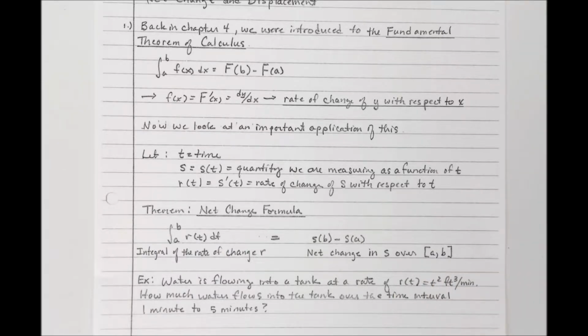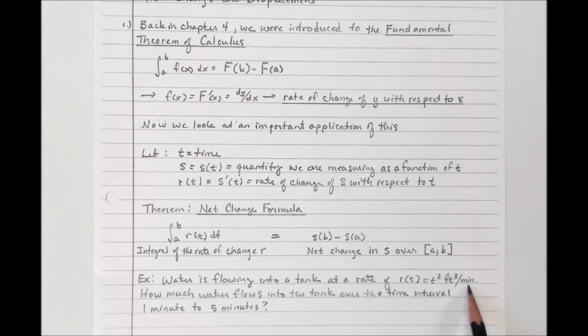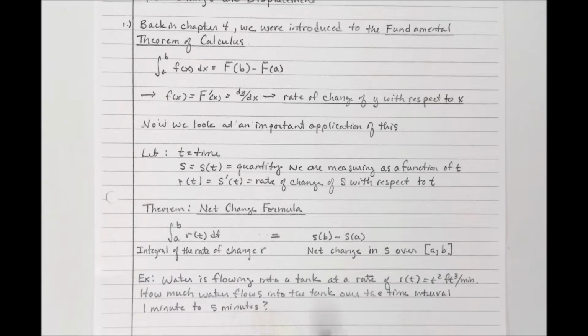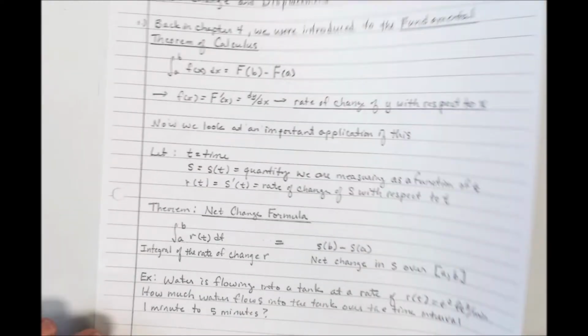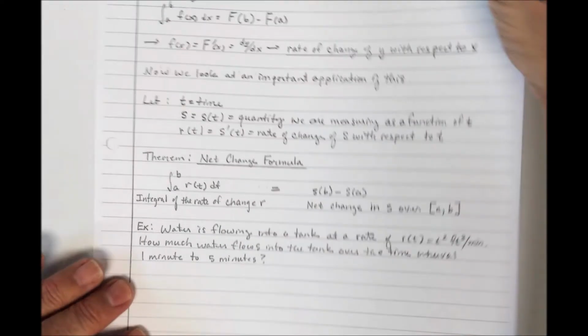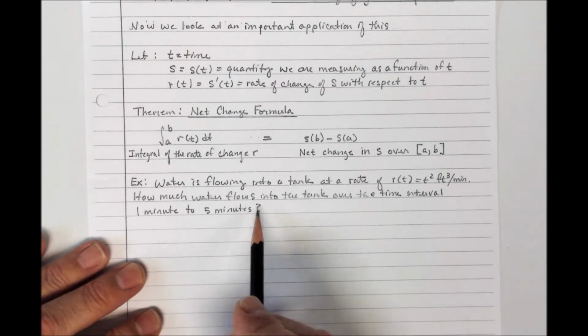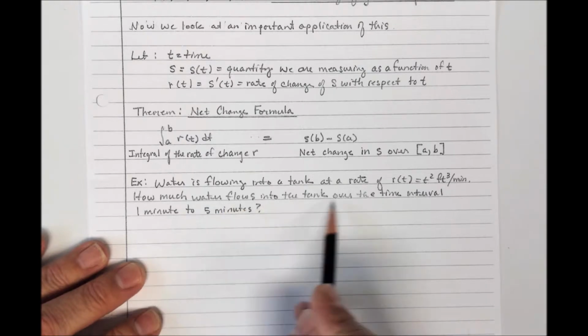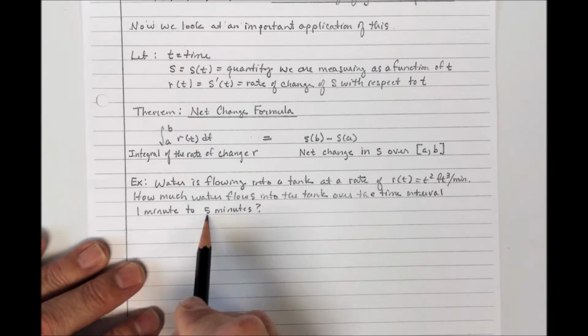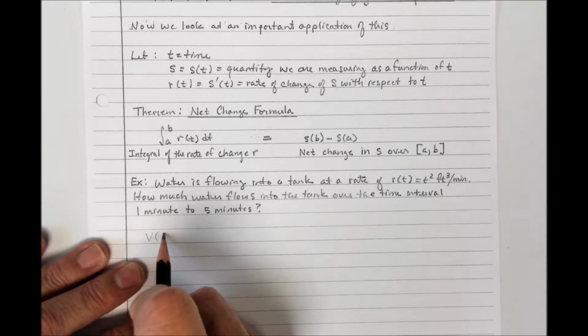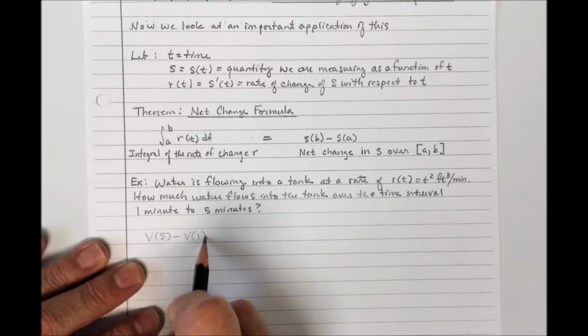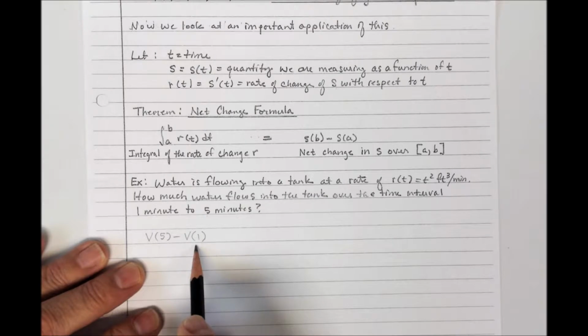I have water flowing into a tank at a rate of r of t, which is t squared cubic feet per minute. How much water flows into the tank over the time interval from 1 minute to 5 minutes? Well, based on what I just said, here's my rate. I am going to integrate. I want the change in the amount of water that flows in the tank. So here it's at 1 minute, here's at 5 minutes. I want v of 5 minus v of 1. How much water is in the tank after 5 minutes minus how much water was in the tank after 1 minute.